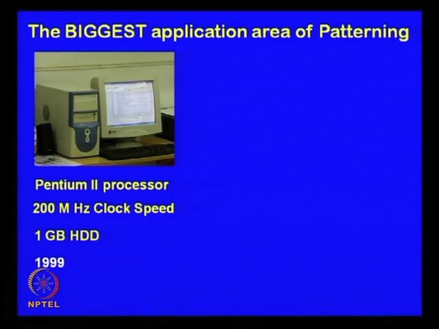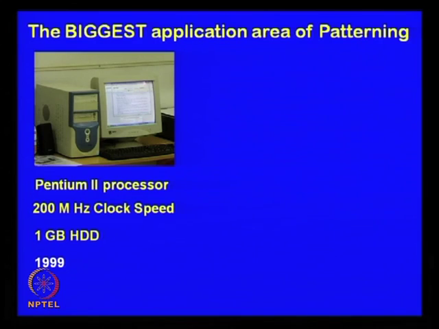I do not know how many of you know, probably many of you do, that the microelectronic industry is the biggest user of topographically patterned surfaces or patterning techniques. Now, this is a picture of something that does not really come from the prehistoric era. This is a Pentium 2 processor, a personal computer with a Pentium 2 processor, which was pretty much the most up to date commodity to possess some 10 years back.